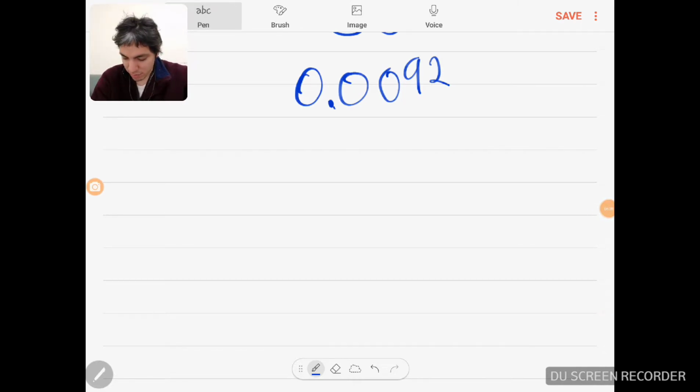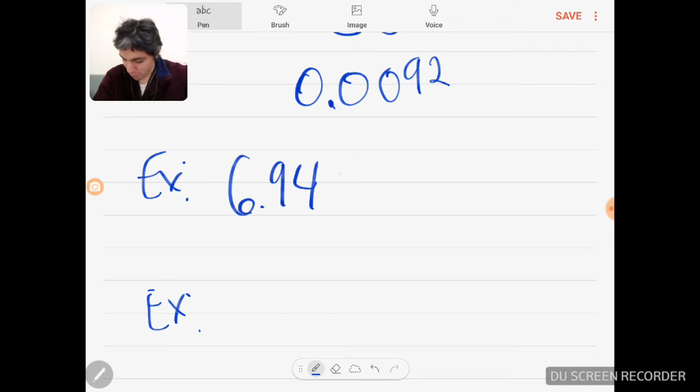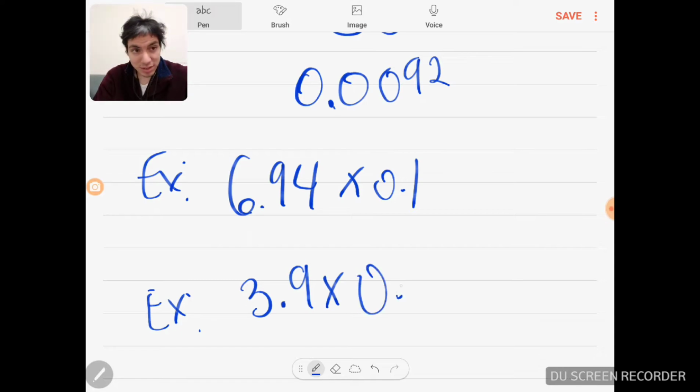So let's do one more example. No, we'll do 2 more. Sorry, let's just do 2 more. So if I gave you 46.8 times 10 and... Nope, sorry. Wrong problem, sorry. 6.94 times 0.1, that's what I meant, and 33.9 times 0.01. Okay, so knowing that rule, let's apply it.